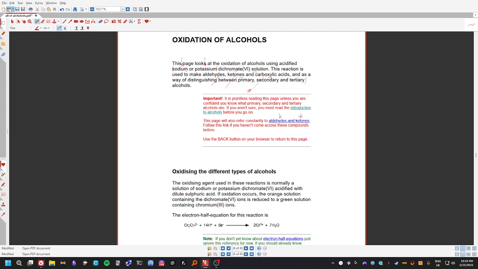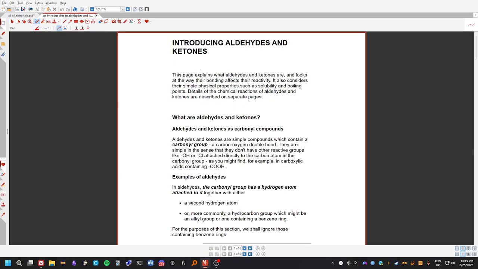So if you go on, just talk about aldehydes and ketones before we start, right? So yeah, what are aldehydes and ketones? How bonding affects their reactivity, considers physical properties such as solubility and boiling point. If you've noticed already, these are the only things that we're actually looking at in organic chemistry in terms of physical properties.